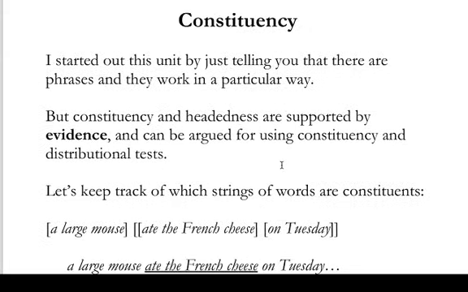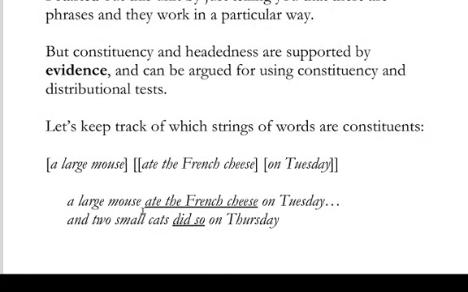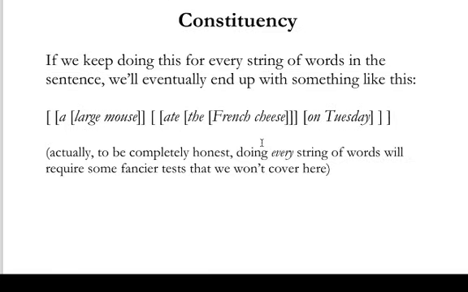And keep going, right? Here's ate the French cheese. A large mouse ate the French cheese on Tuesday, and 2 small cats did so on Thursday. Did so is substituting in for this string of words here, therefore put some matched brackets around ate the French cheese. Now we're getting brackets nested within brackets. Things are getting pretty complicated, but we're going to keep going and going and going. At some point we tested cheese on here. It didn't work as a constituent, so we didn't put any matched brackets around cheese on. And we're just going to do this for every single substring of words in the entire sentence.